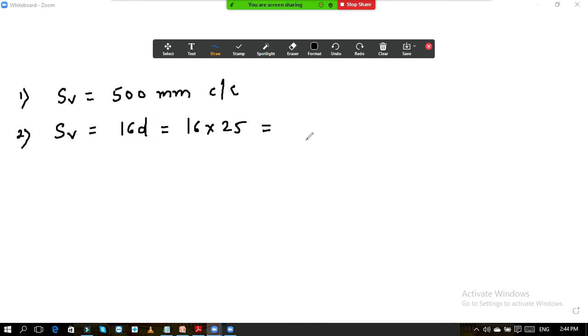So it is 400 mm center to center, and in no case should the spacing exceed 300 mm center to center. Choose the least value between these three. Which is the minimum value? The minimum value is 300.